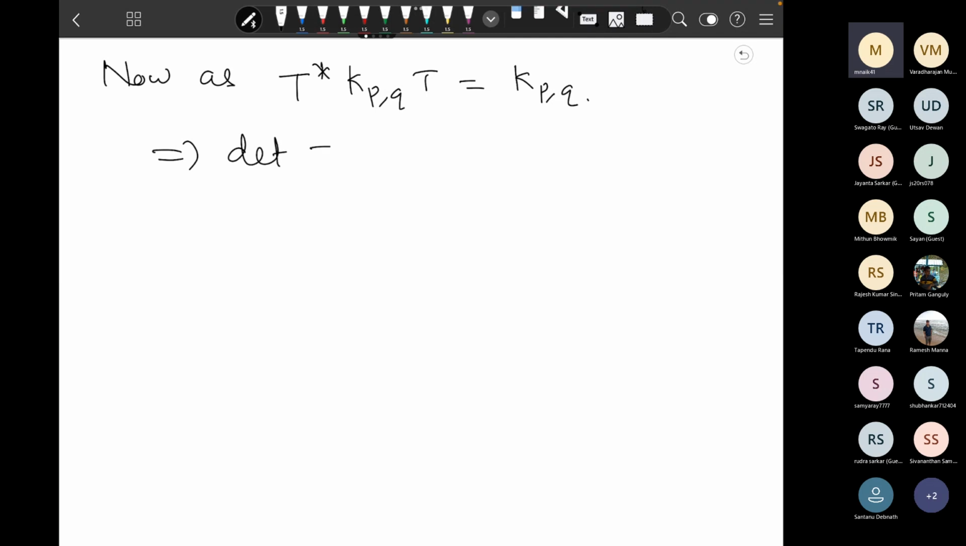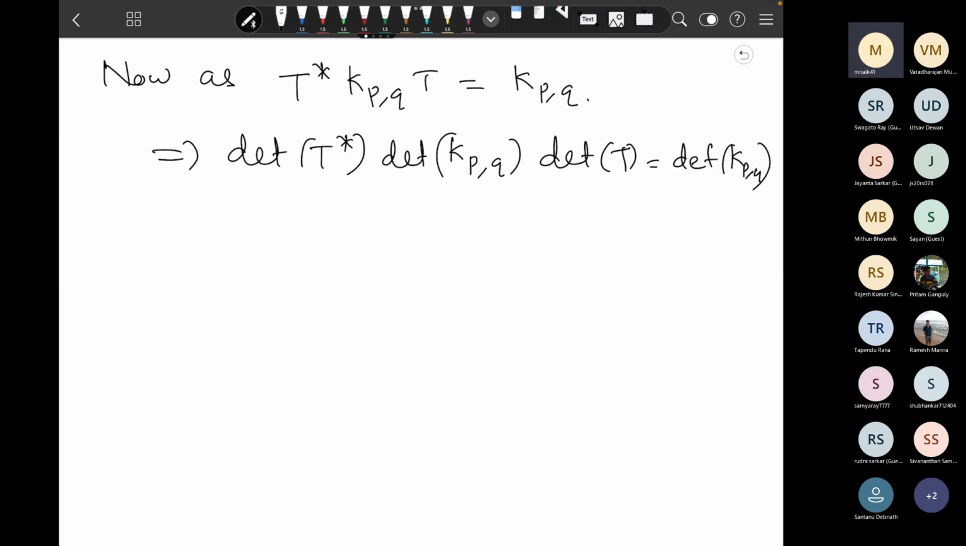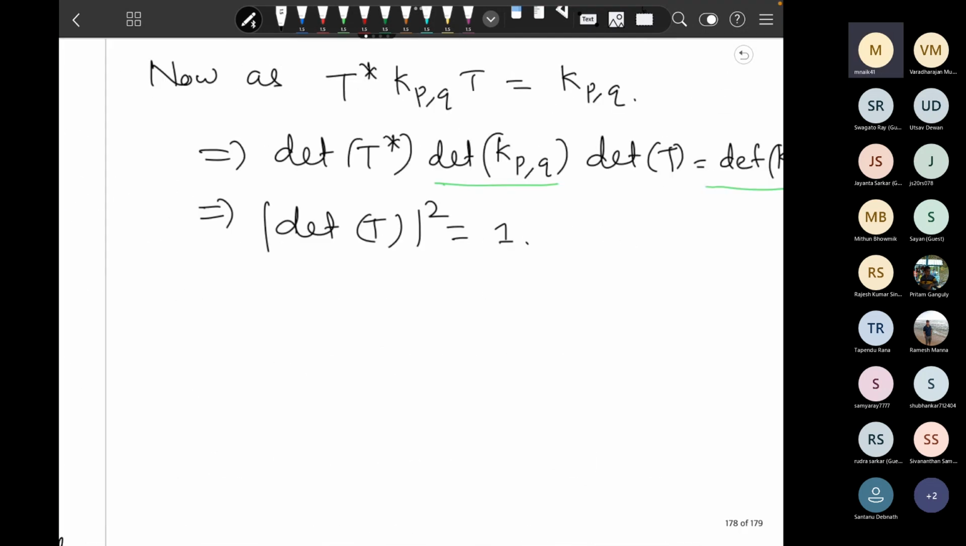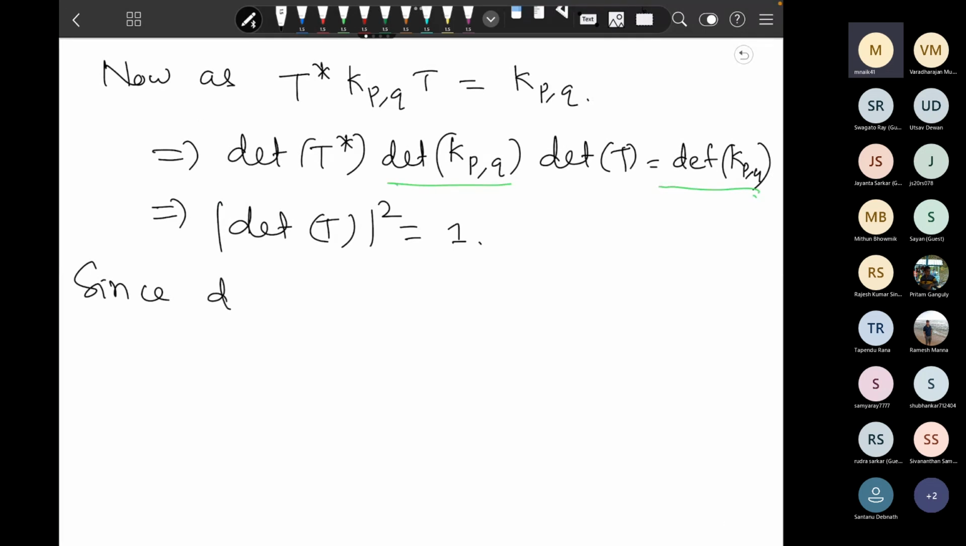So determinant of T star and determinant of K(p,q) into determinant of T is equal to determinant of K(p,q), and you cancel out this thing. So you will get that mod of determinant of T squared is equal to 1, and since determinant of T belongs to R, this implies determinant of T is plus minus 1, that is, 1 or minus 1.